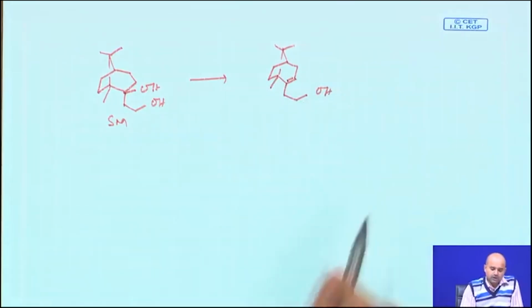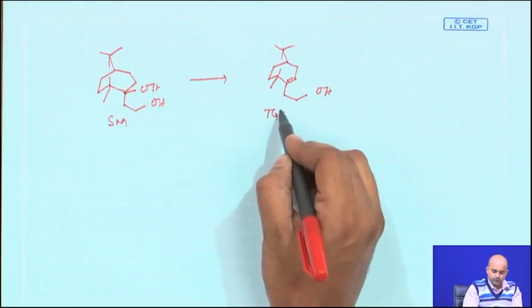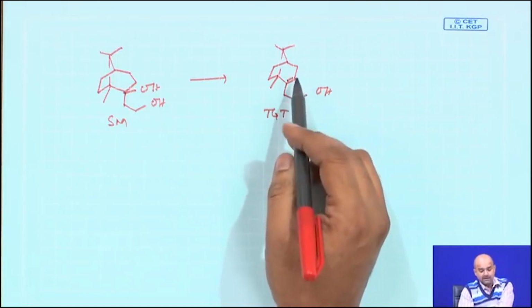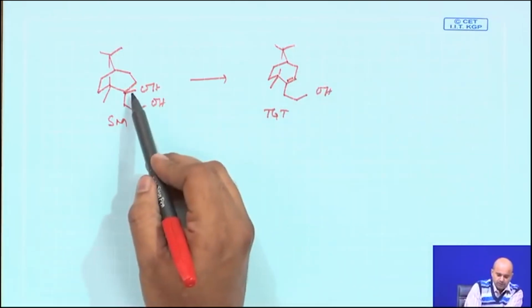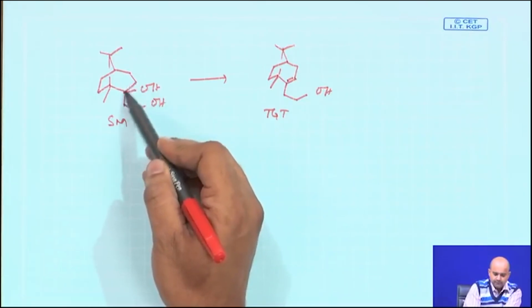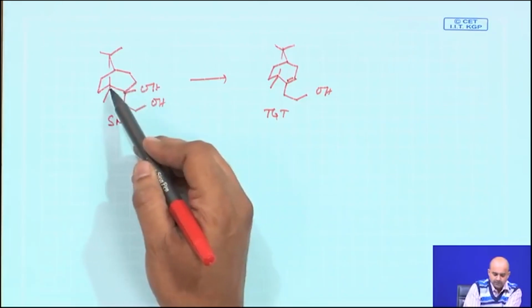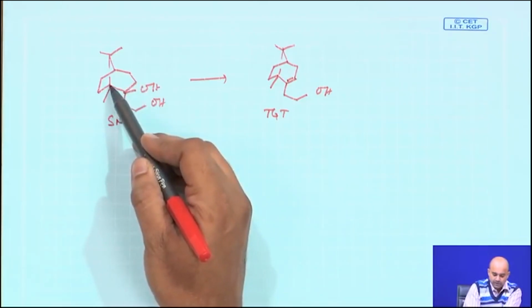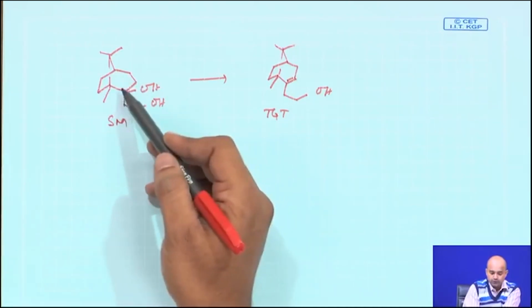If you see the close structural viewpoints of this target and do a skeleton-based analysis, you find that if you simply do an elimination here, that will give you the required double bond. Elimination can only take place here because there is no hydrogen. Even if hydrogen were there, the elimination won't take place because that would give you a double bond in the bridged position, which violates Bredt's rule.